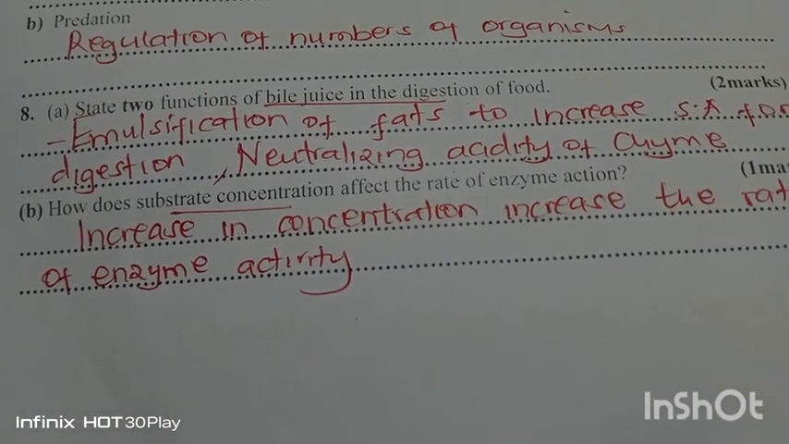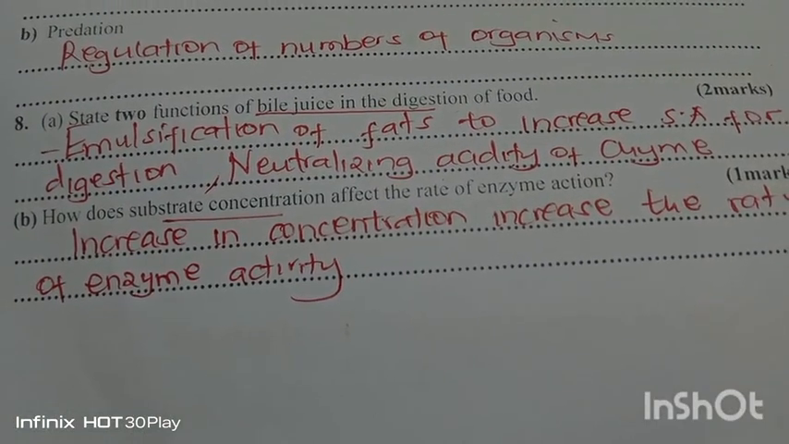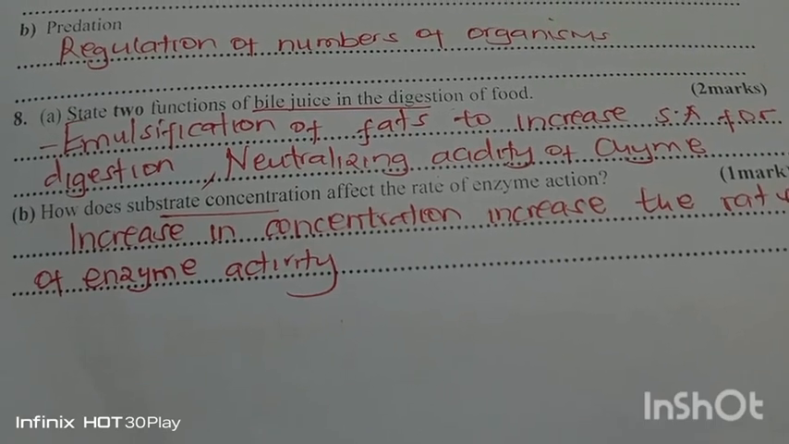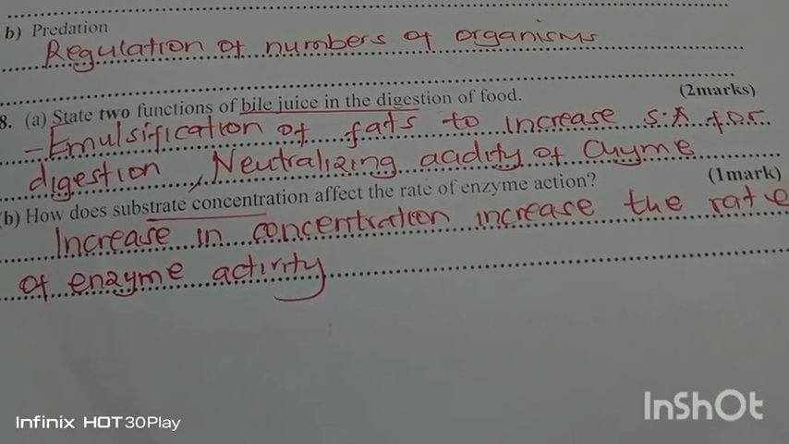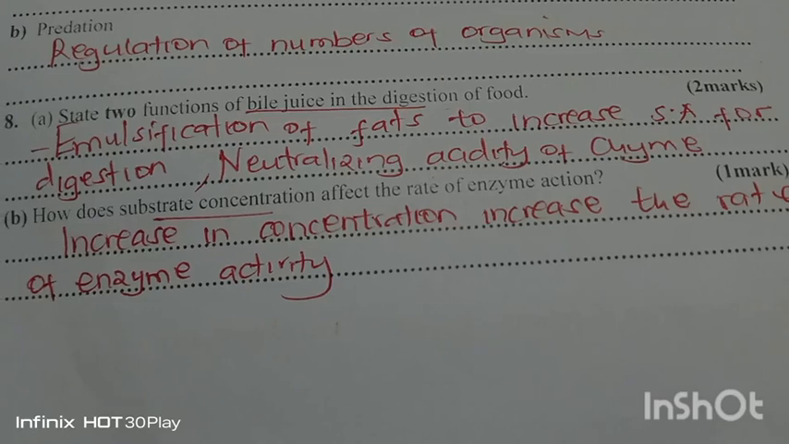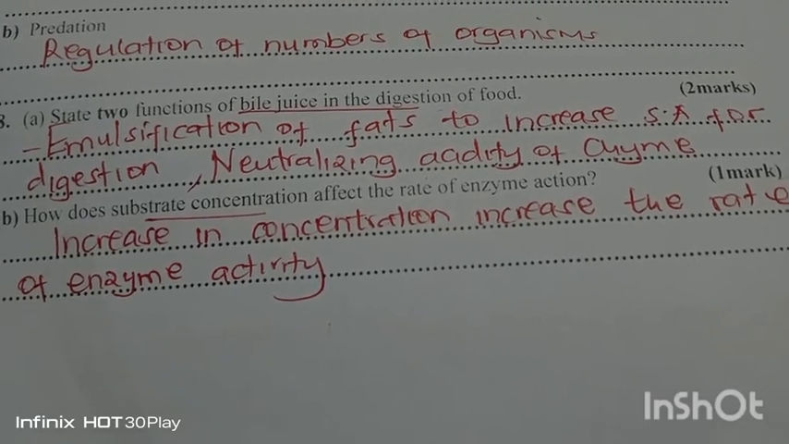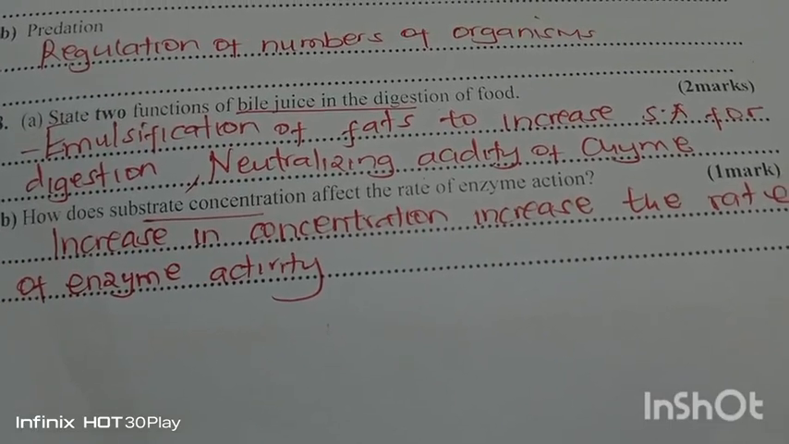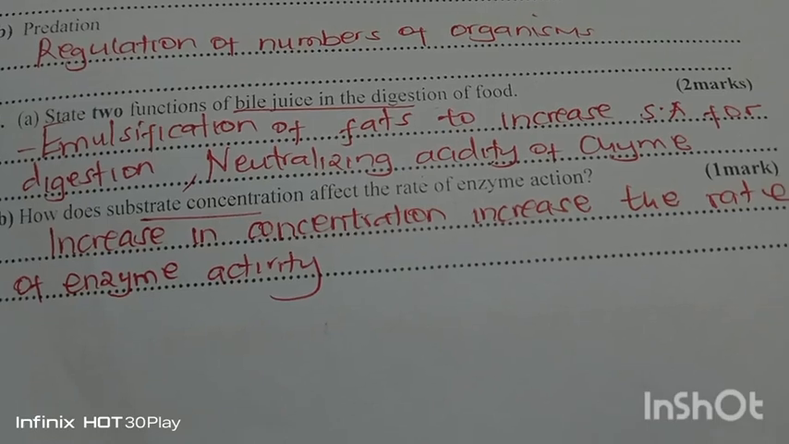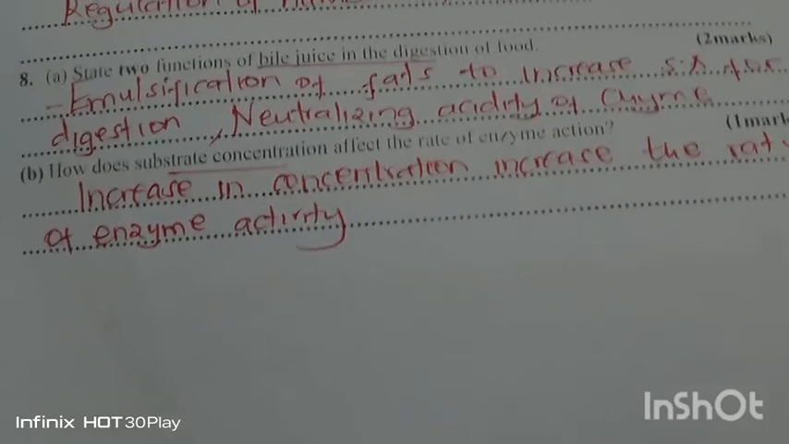State 2 functions of bile juice in the digestion of food. Bile is used in emulsification of fats. That is, emulsification is the process by which large fat molecules are broken down into small fat molecules to increase surface area for digestion, and also neutralizing the acidity of the chyme.